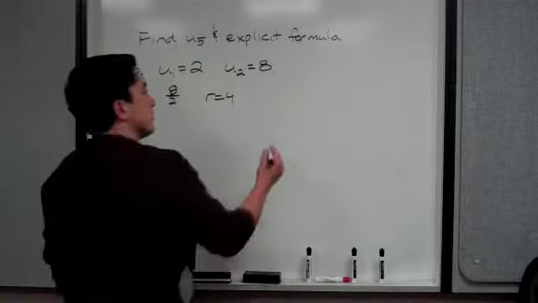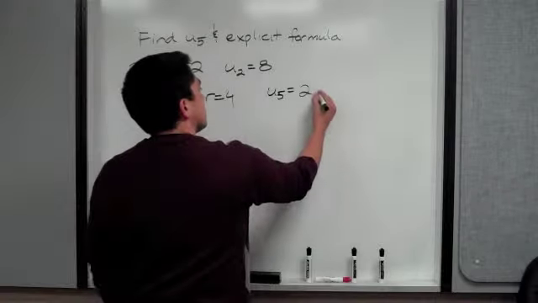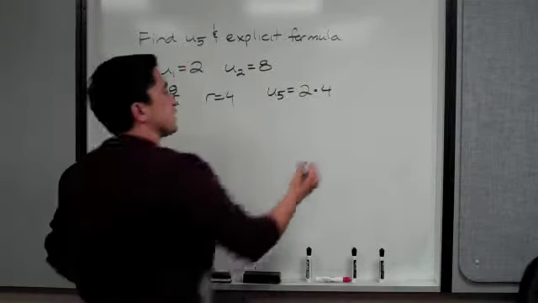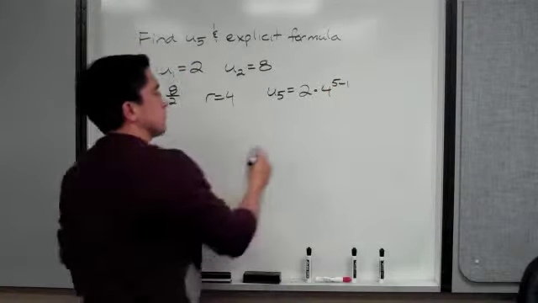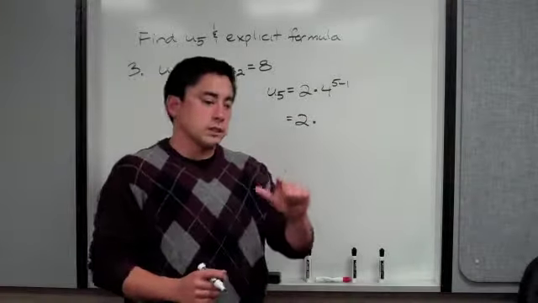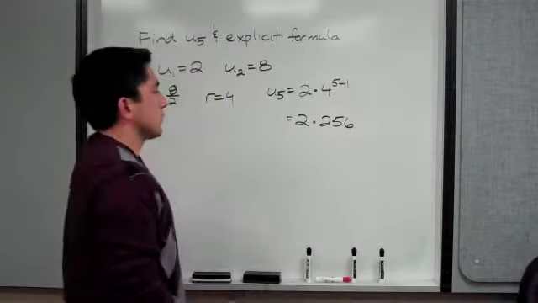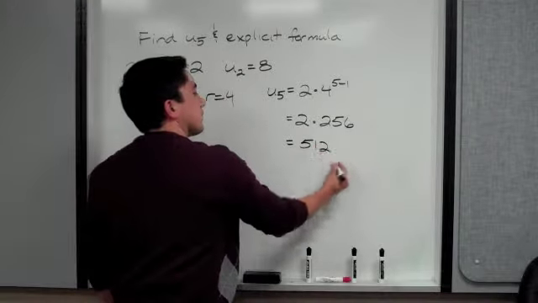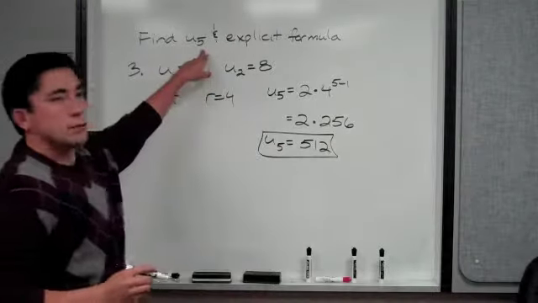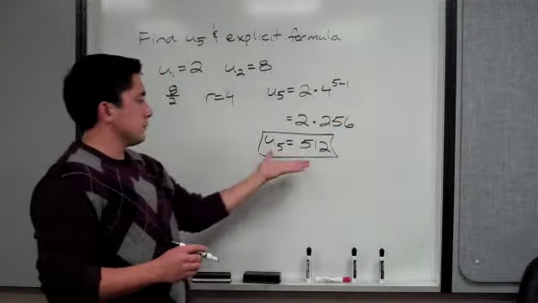So now, to find our fifth term, u sub 5, we throw in our first term, 2, times the ratio to the n minus 1. In this case, n is 5, so 5 minus 1. Therefore, we're left with 2 times 4 to the 4th power, so 4, 16, 64, 256. Our final answer is 512. u sub 5 is equal to 512. That's how we find u sub 5. You need to find the ratio first, and then plug our first term and the ratio into our formula, and there we have it.